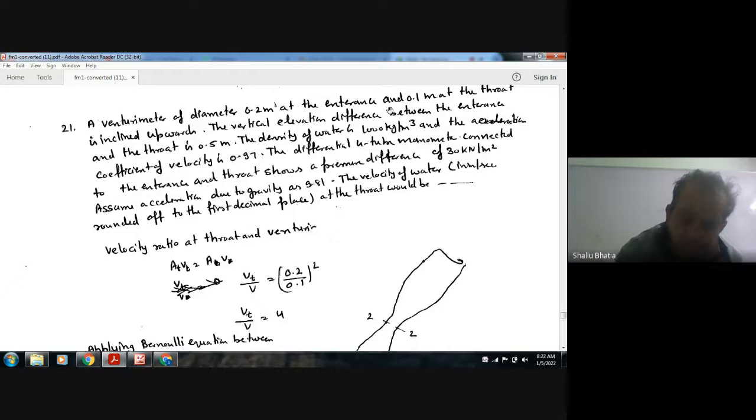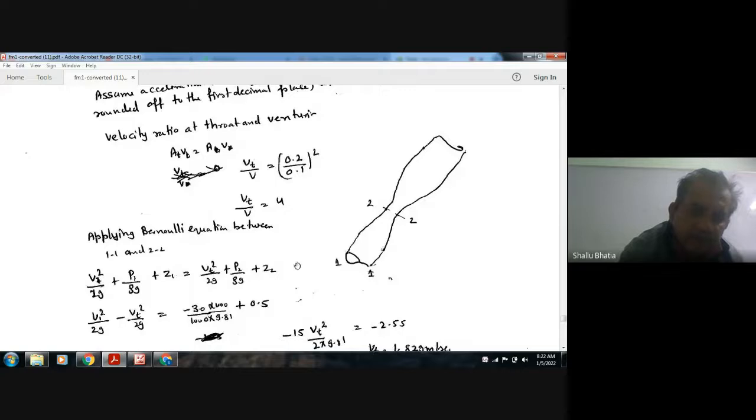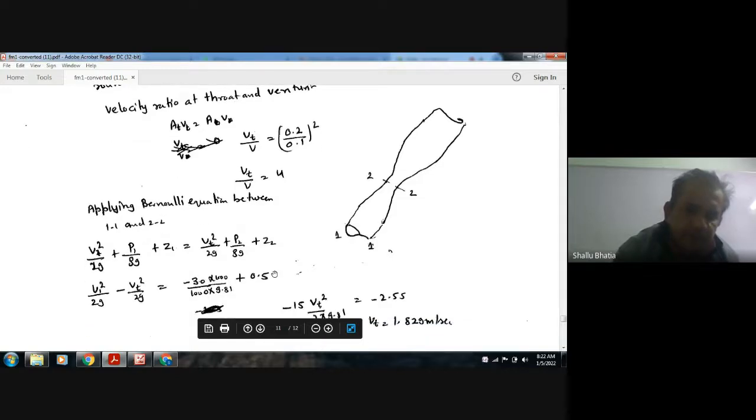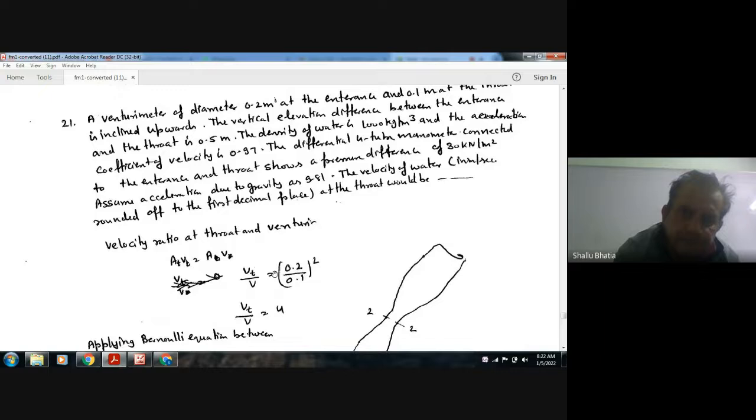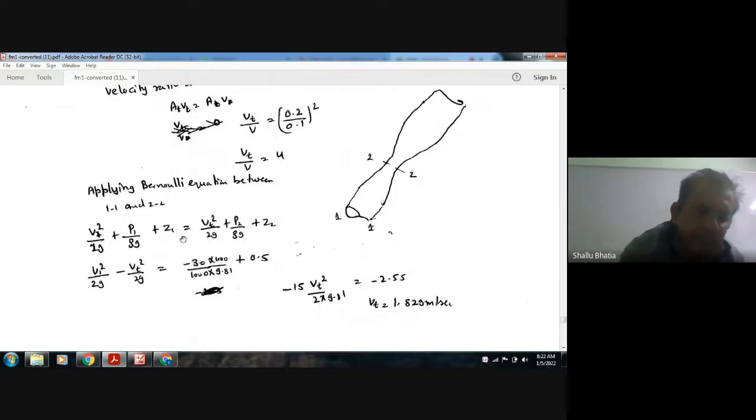Now we can apply Bernoulli's equation at 1 and 2: V1 square by 2g plus P1 by rho g plus Z1 equals V2 square by 2g plus P2 by rho g plus Z2. It is given that the vertical elevation difference between the anchors and float is 0.5 meters, so Z2 minus Z1 is 0.5 meters. And this is your velocity ratio difference.